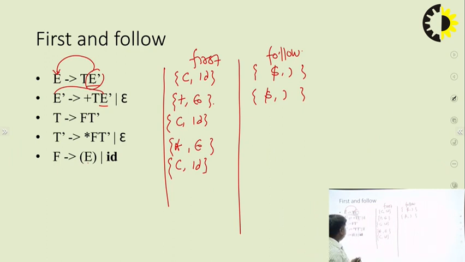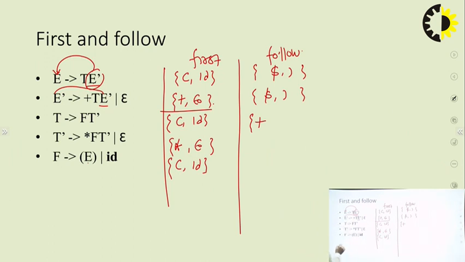Now further we move to the follow of T. T is here, and T comes on the right side in only two productions. Now for this, what is the follow of T? The follow of T is the first of E dash. Similarly, what is the follow of T? The first of E dash. Now the first of E dash, here we computed plus and epsilon. So now plus we put here, then the follow of T is equal to plus.